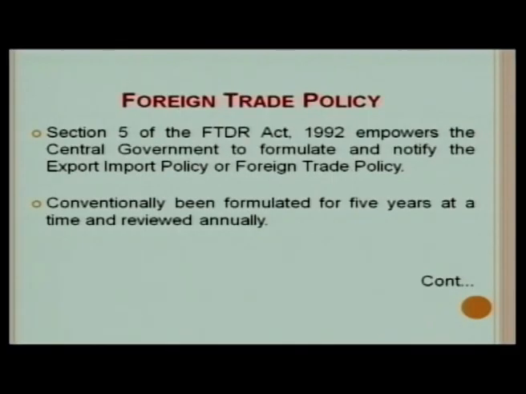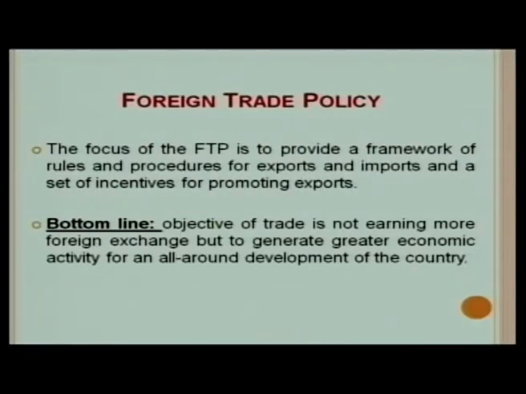If you look at the foreign trade policy, section 5 of the FTDR Act 1992 empowers the Government of India, or the central government, to formulate and notify the export import policy, which we presently call the foreign trade policy. This policy is conventionally formulated for 5 years at a time and reviewed annually, and currently we are dealing with the foreign trade policy of 2015 to 2020. The focus of the foreign trade policy is to provide a framework of rules and procedures for exports and imports and a set of incentives for promoting exports.